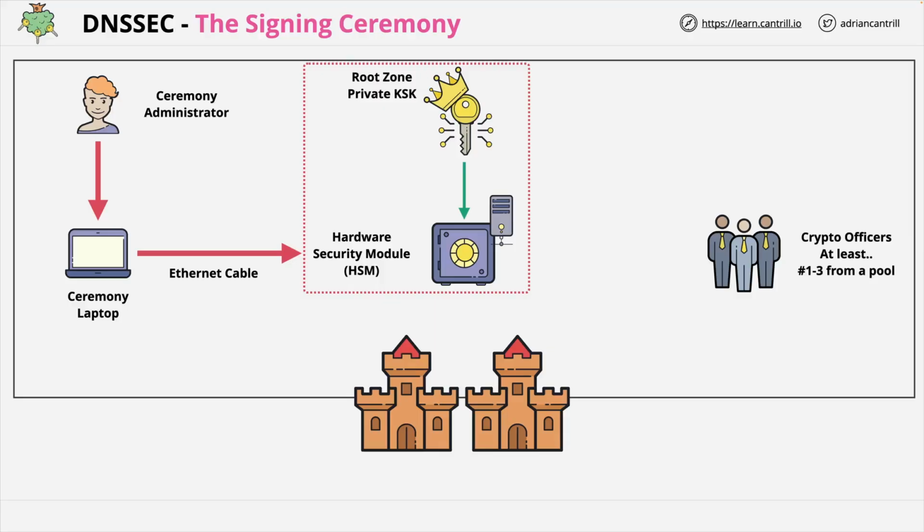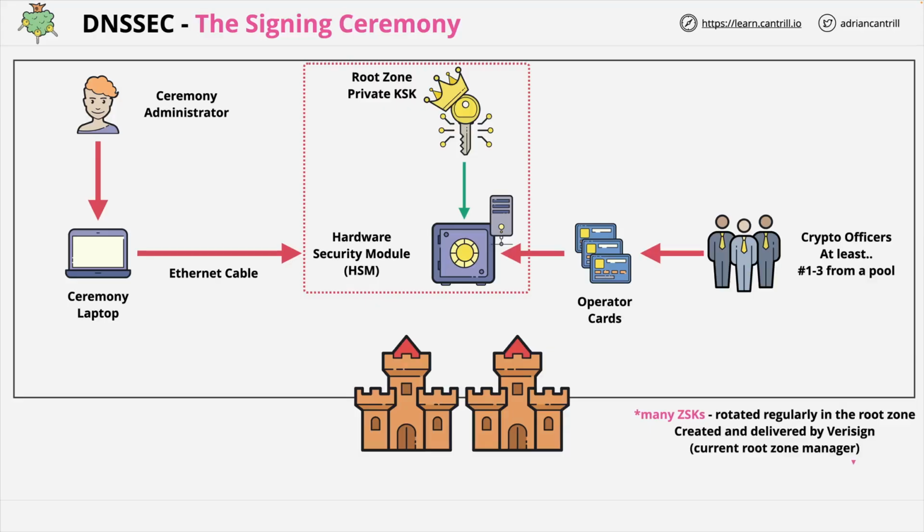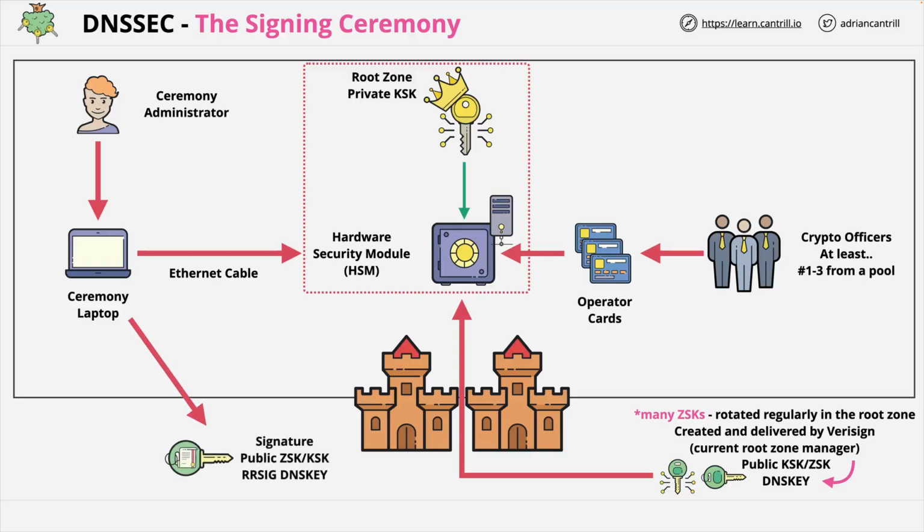Now, the HSM device can only be used when crypto officers use their allocated cards. What's being signed are the public key signing key and zone signing keys. Well, actually a pack of them to allow for rotation between this ceremony date and the next. The HSM device via the ceremony laptop then outputs the signatures for these keys, which become the DNSKEY RRSIG records for the DNS root zone. Now again, this process happens every 3 months. It's generally broadcast, notes of the process are available, and it's publicly audited.